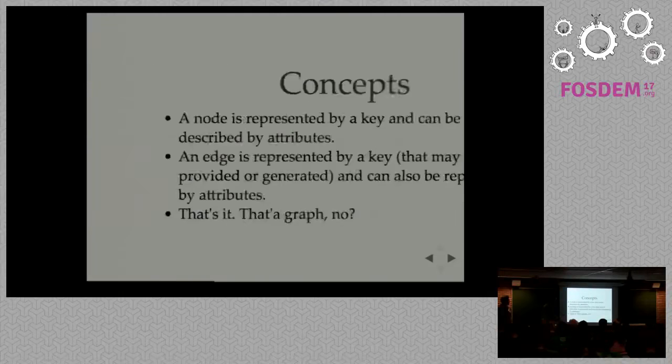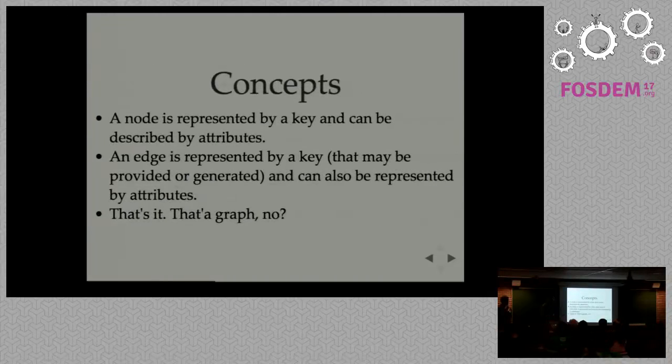So that's why we have a specification and not a library. So what are the main concepts of this specification? It's really simple. You've got nodes, and nodes are represented by keys. And those nodes may be described by several attributes, which are key value, and so on. And an edge is represented by a key that may be provided or not, because the graph is able to generate the IDs, and you'll see why later. But it can also be represented by attributes. So you've got nodes, key, attributes, edges, key, source, target, attributes. So that's a graph, I guess.